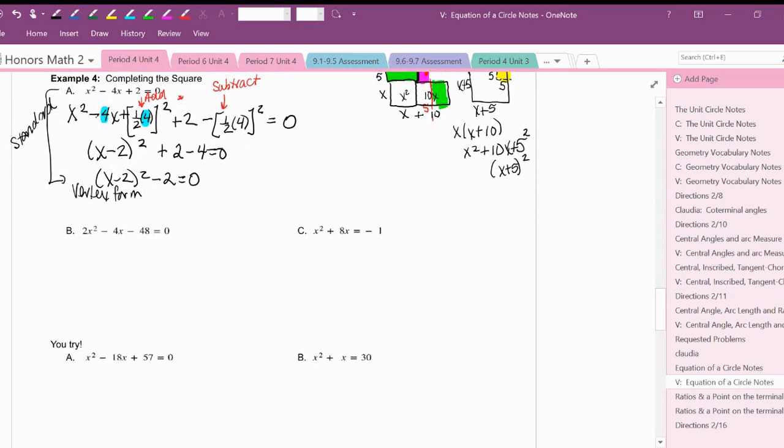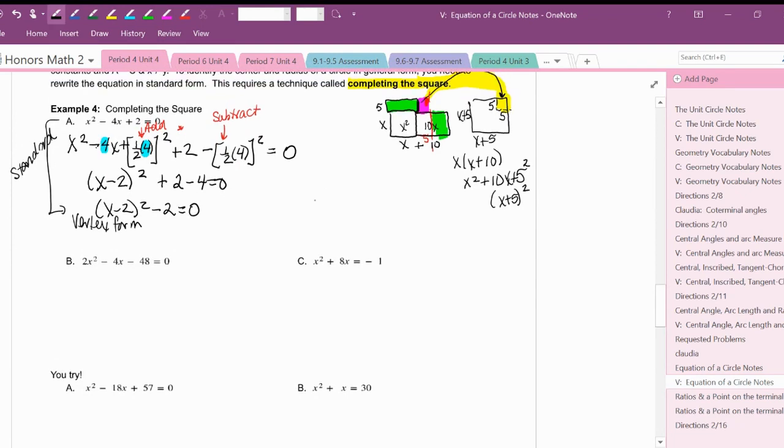Okay, our next one. This one's a little bit different, in that we need a leading coefficient of 1. Well, that's easy enough to do here. You would have 2 times the quantity x squared minus 4x. And I'm going to put that minus 48 all on its own because I'm really concerned about these first two terms. I'll do the same thing I did up top. We should get the same results.